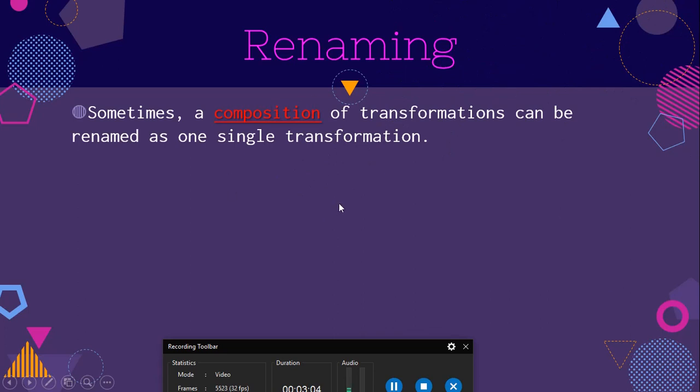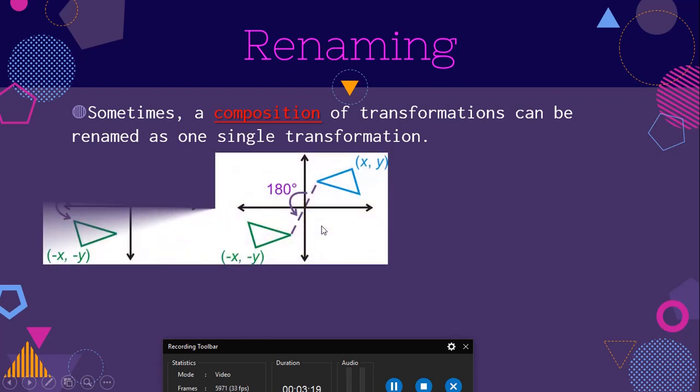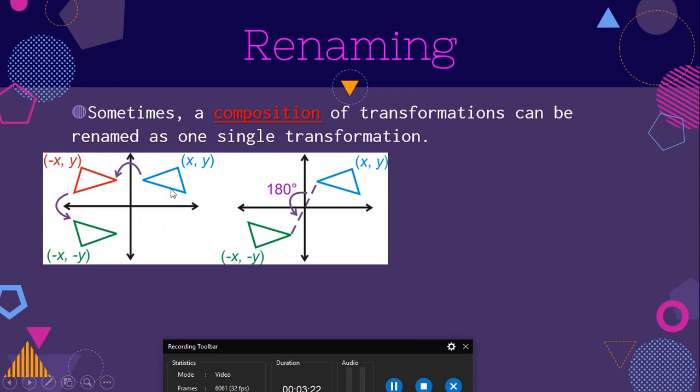Like I said earlier, sometimes going through a series of transformations, when you look at the pre-image and then that final image, you could rename it as one single transformation. The unfortunate thing is you don't know what that single transformation is until you've done all the work. In this picture on the left, we start with the blue triangle. It appears as though it was reflected over the y-axis based on the rule I see, and then it was reflected in the x-axis. Well, when you look at the blue and how it relates to the green, instead of performing all those steps, it appears as though we could have rotated this 180 degrees and got there in one step. This would also be a reflection through the origin.